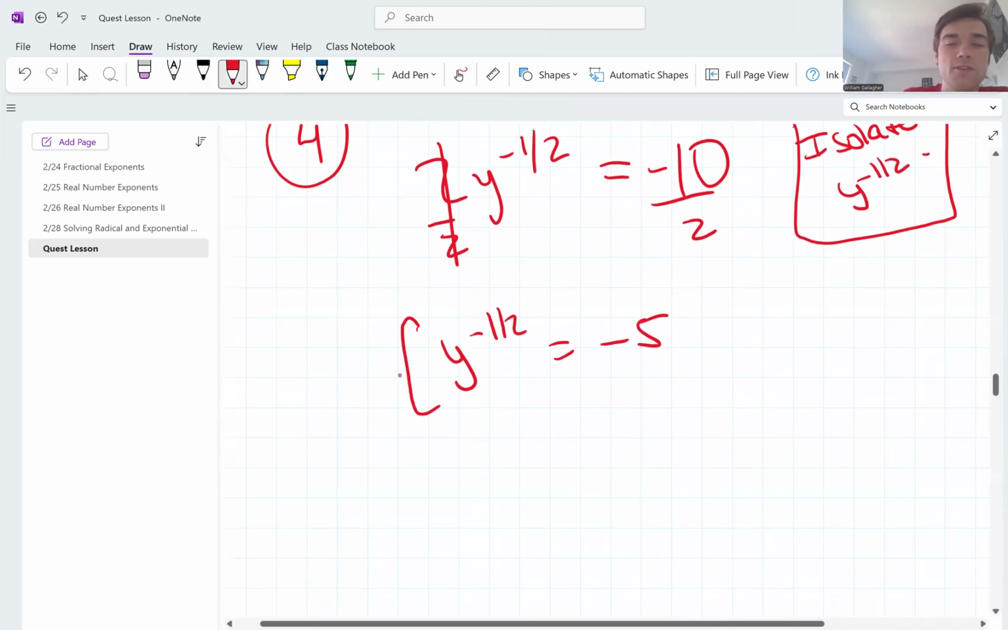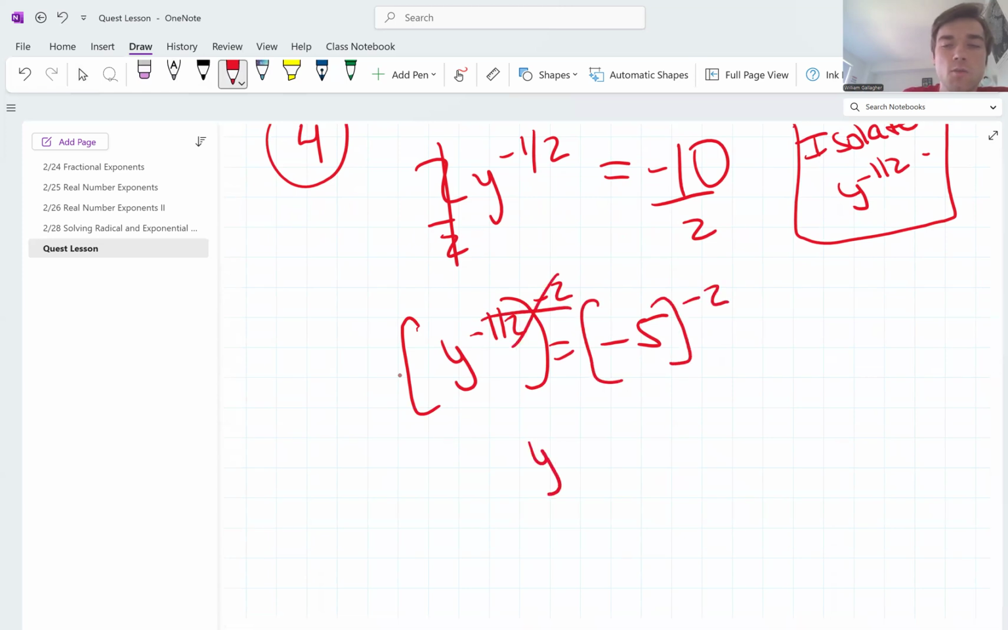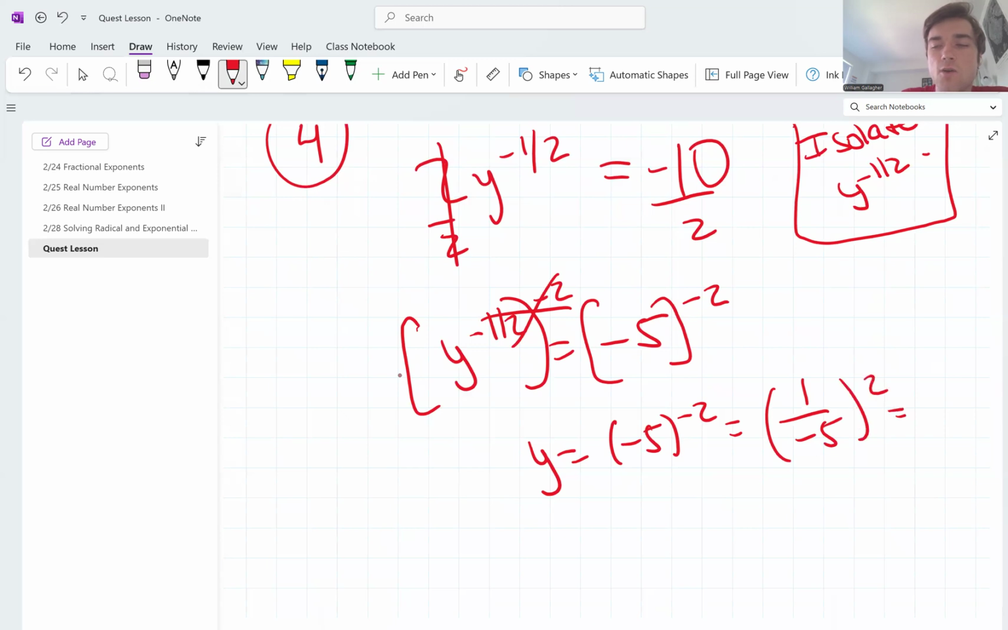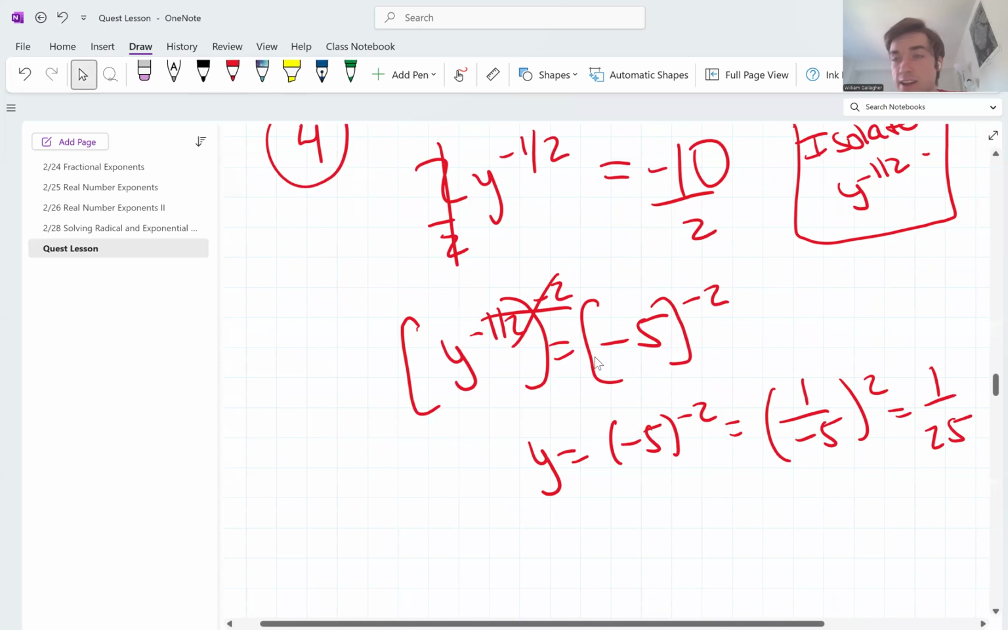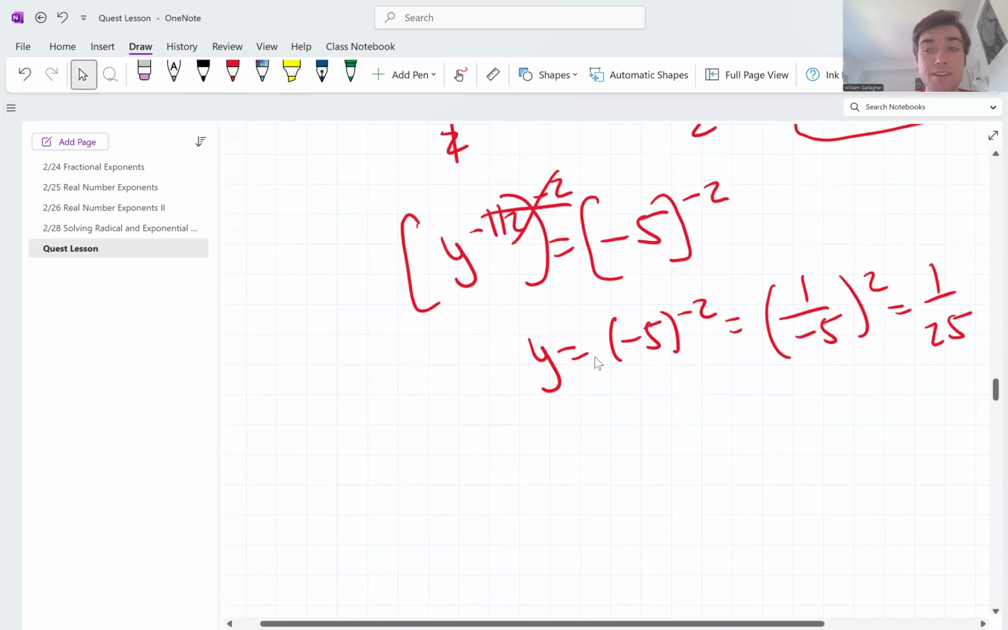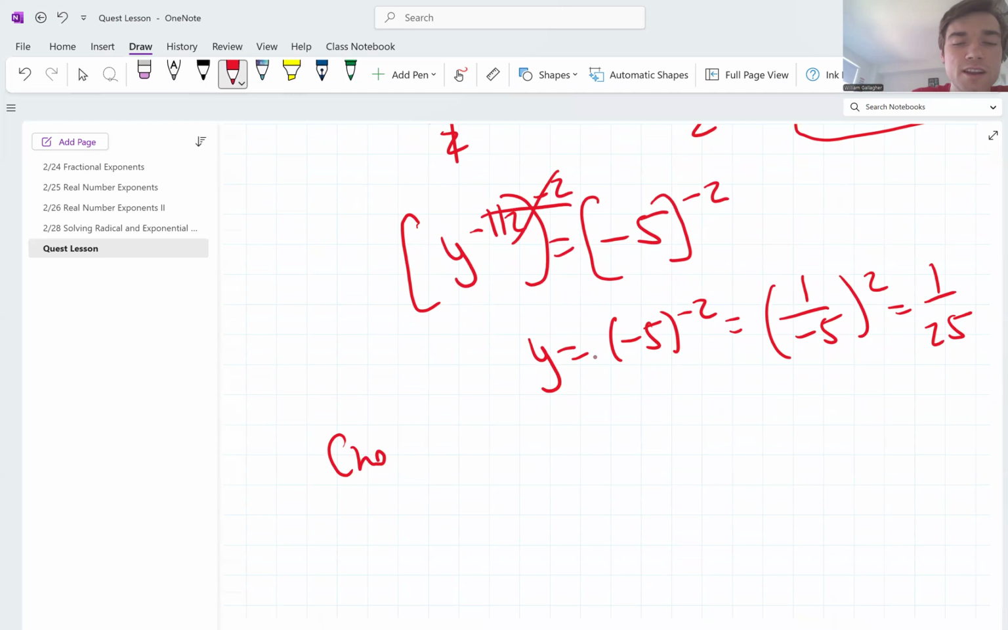And now I get to do what I wanted. So I get y is equal to the negative 5 to the negative second. So I can rewrite this as 1 over negative 5 squared, which will be 1 over 25. And so it seems like the answer is 1 over 25. But if you checked your work, and hopefully you did, you'll find that it doesn't work.